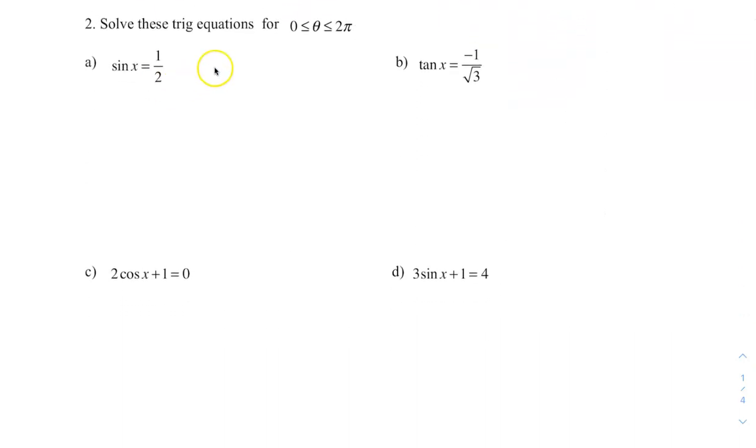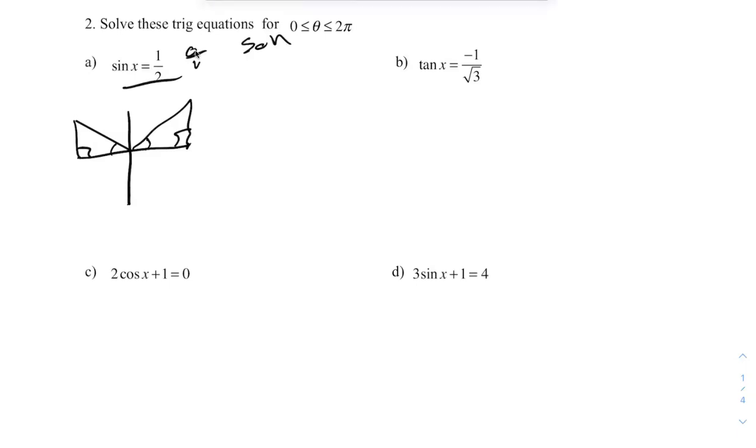So solve these trig equations for 0 to 2 pi. Sine of x equals 1/2. I draw a triangle, All Students Take Calculus. I know it can be up here in quadrant 1. That's a terrible triangle. In quadrant 2, like that. Then I go, okay, what does sine tell me? Sine is opposite over hypotenuse. So that means my opposite should be 1, my hypotenuse should be 2.